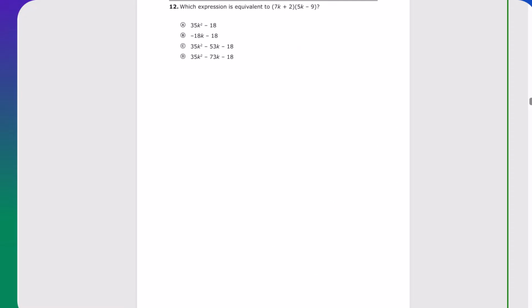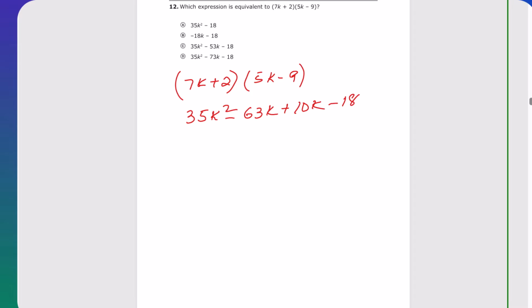Question 12. Multiplying binomials. We are multiplying the expressions 7k plus 2 and 5k minus 9. Use the distributive property often remembered as FOIL. First, multiply the first terms, 7k times 5k, to get 35k squared. Then, multiply the outer and inner terms. 7k times negative 9 gives negative 63k, and 2 times 5k gives positive 10k. Finally, multiply the last terms, 2 times negative 9, which gives negative 18.